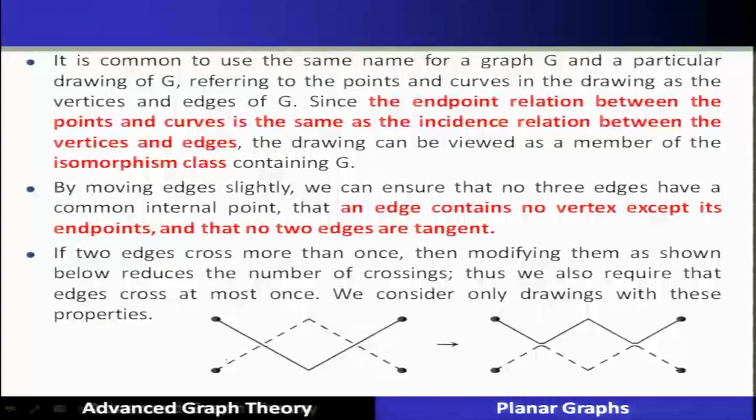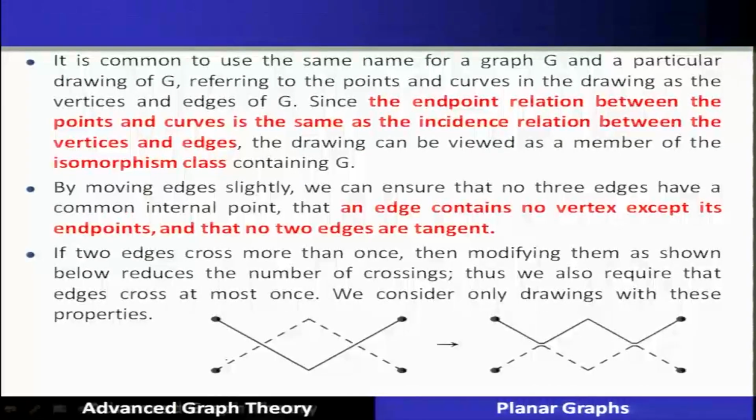By moving edges slightly, we can ensure that no three edges have a common internal point, that an edge contains no vertex except its endpoints, and no two edges are tangent. If two edges cross more than once, then modifying them as shown below, this can be redrawn so that they will not cross. Hence, we consider only the drawings having these particular properties, and to the best of our ability we will consider drawings without crossings.